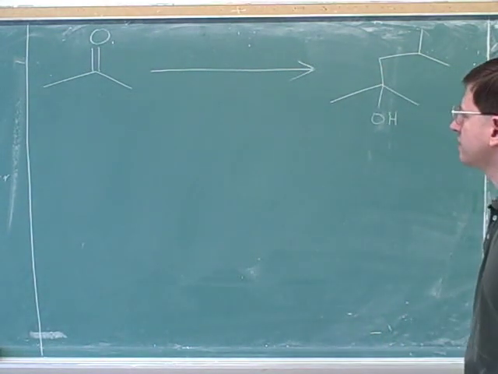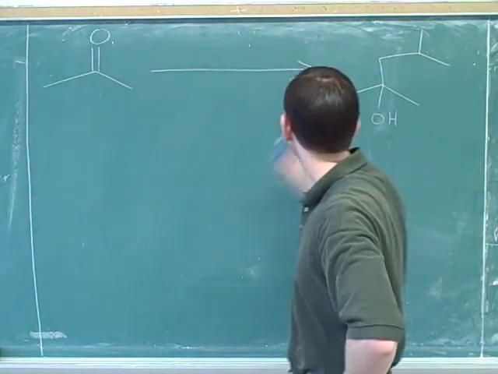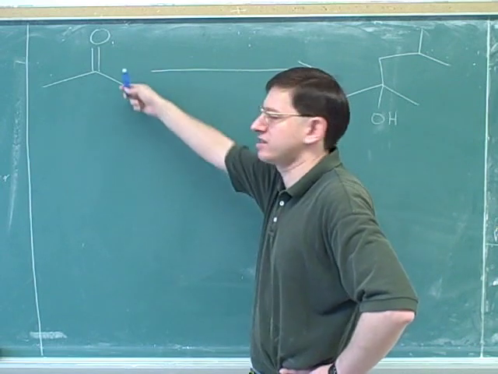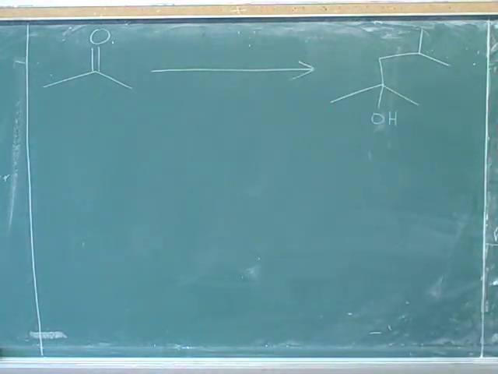So here we have a synthesis problem. For a synthesis problem, we're given the starting materials and the product, and we have to come up step by step with reagents that will take us from the starting material to the product. Any ideas how to get started on this?